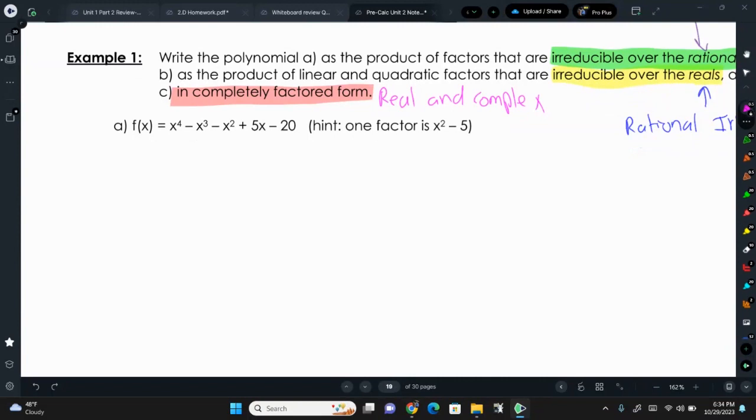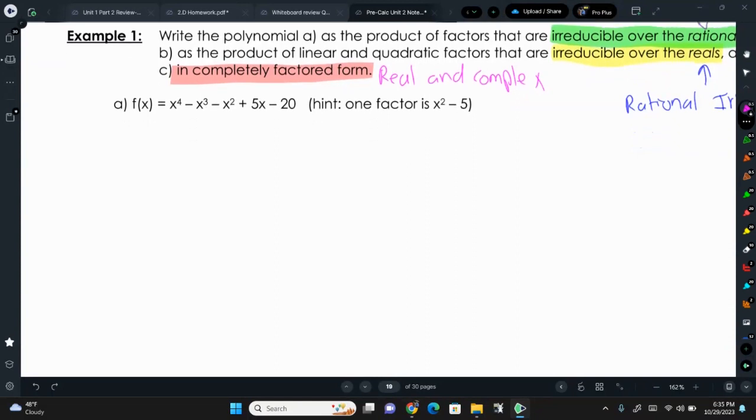So example 1 says we have x to the 4th minus x to the 3rd minus x squared plus 5x minus 20, and one factor is x squared minus 5. So we have two choices here. We could do the rational zero test and do factors of 20 over the factors of 1, plus or minus, and do synthetic division. But if our zeros are not rational, we're never going to find those zeros. So that is a drawback of that.